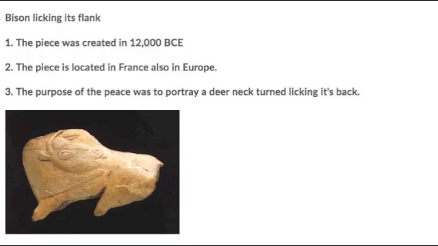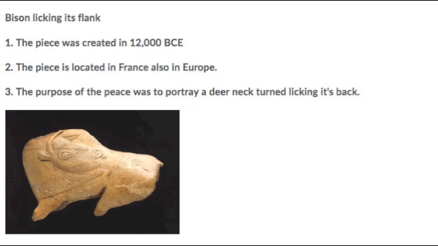Here's a different entry. This one has a couple of potential problems. For one thing, it's a repeat of the last one that we looked at. So technically, it doesn't even count because a student posted it before. And it's got some other problems. It's titled Bison Licking Its Flank. Okay. The piece was created in 12,000 BCE. All right, that's the time period we're looking for.